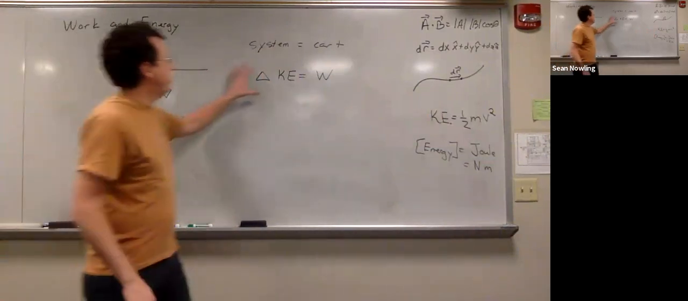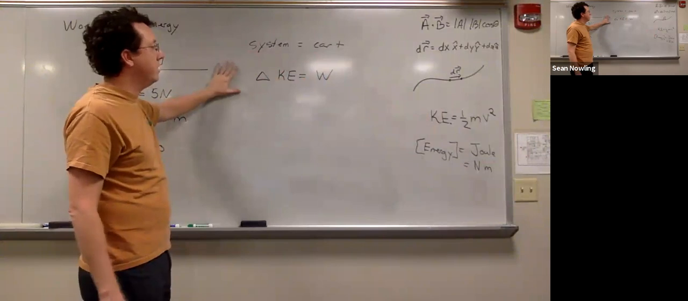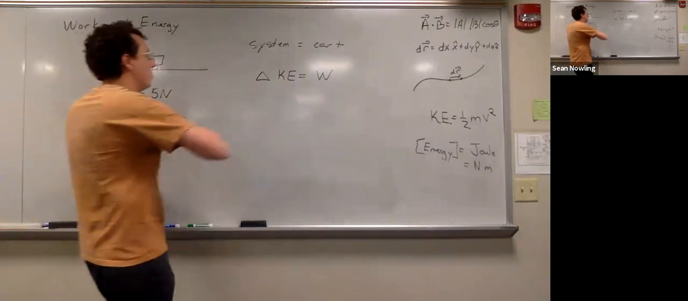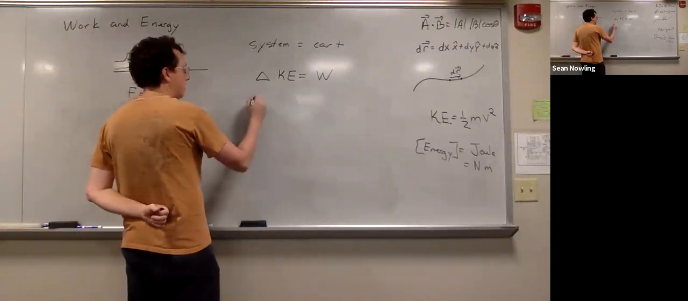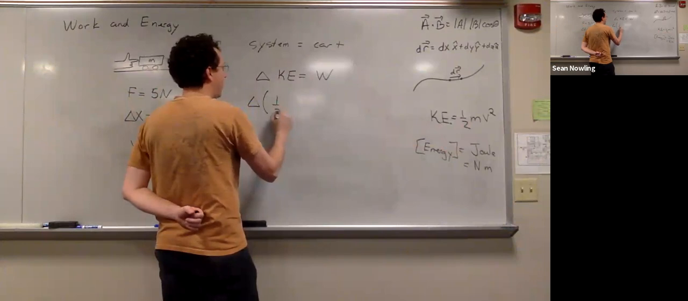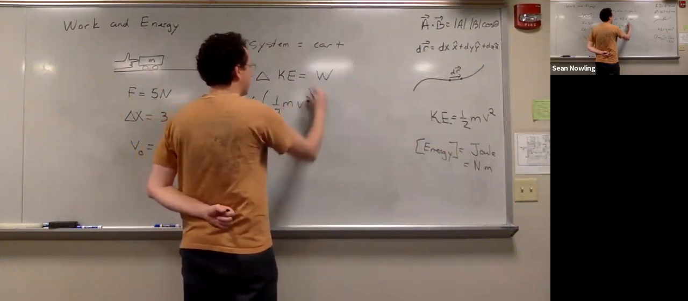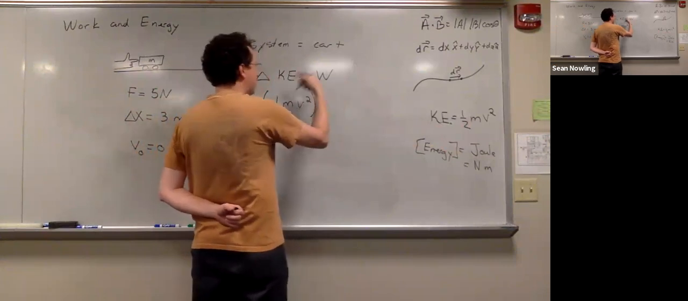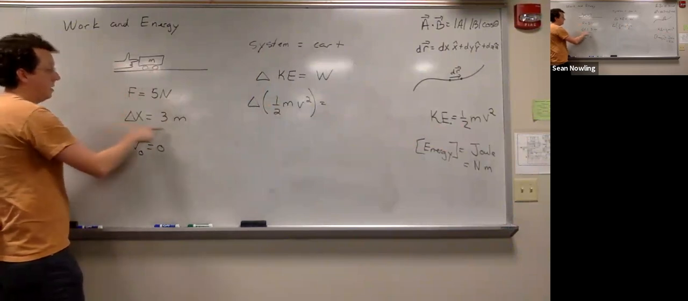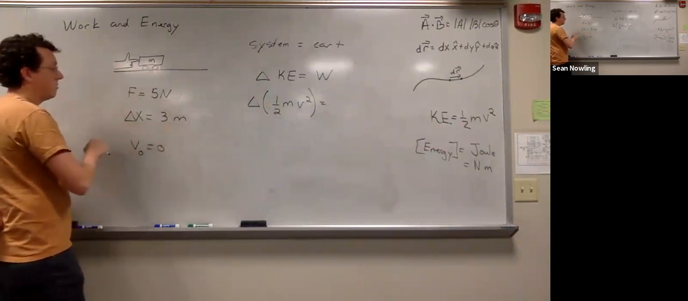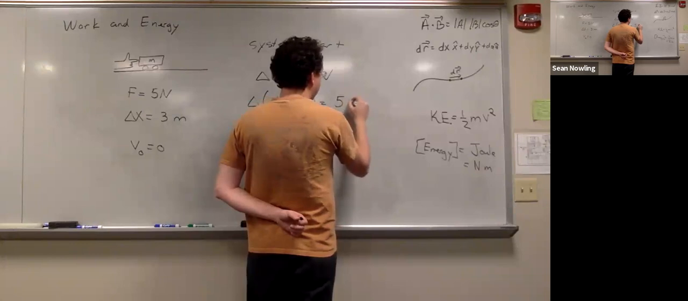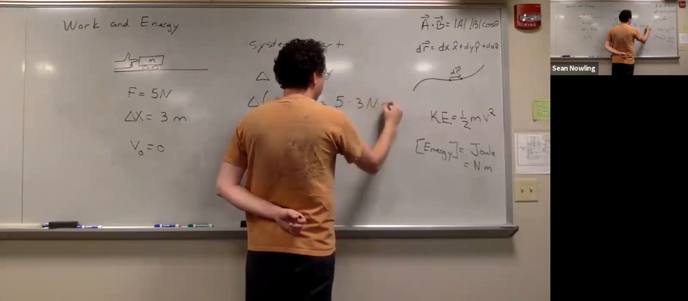Okay. So let's use this work energy theorem, as it's going to be called, to solve for the final velocity. So when I apply my formula, this says the change in kinetic energy, the formula for kinetic energy is 1/2 mass times velocity squared, equals the work done on the system. Well, the work is 5 newtons, and the distance is 3 meters, or the displacement is 3 meters. So I get 5 times 3 Newton meters.